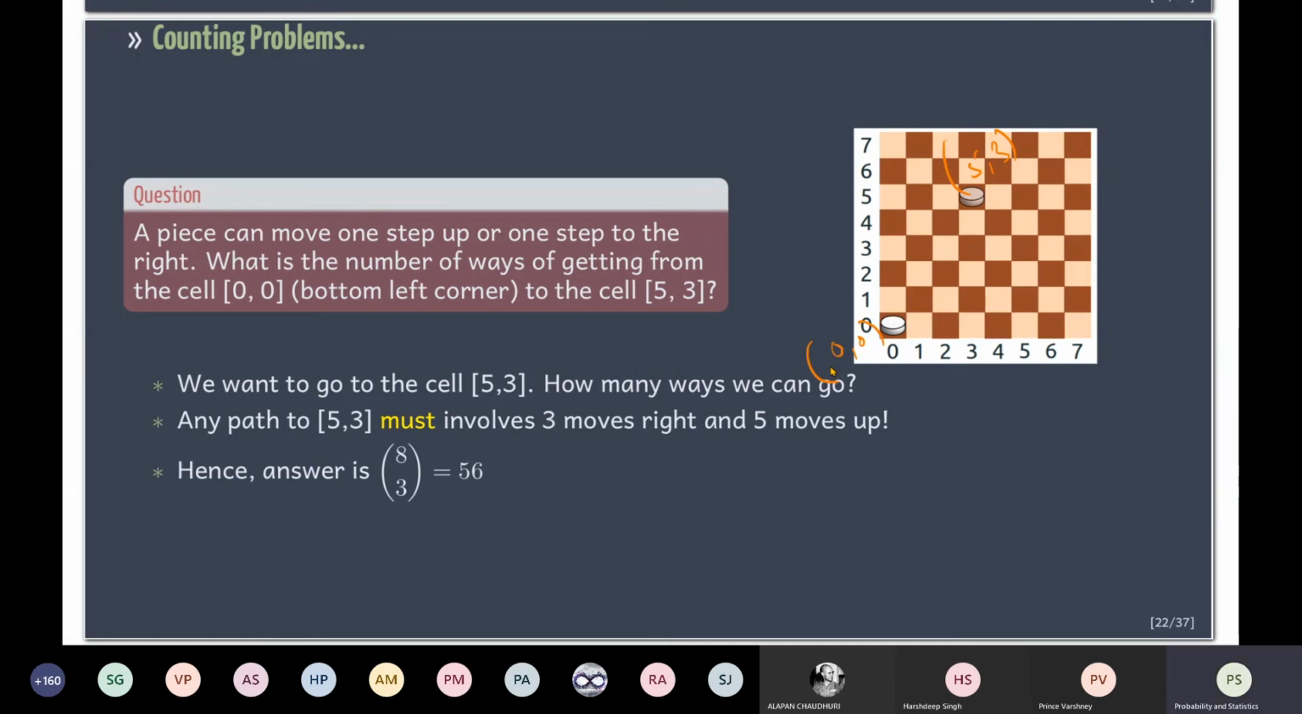So why do you think it's 8 choose 3? Can you explain, one of you? Remember that you have 3 ways, 3 moves you have here, right? But why should it be 3 here?